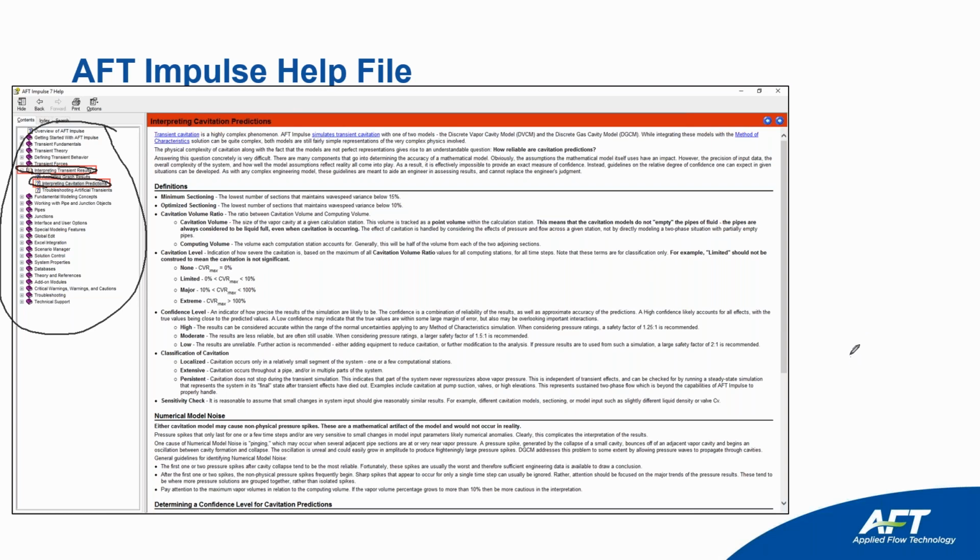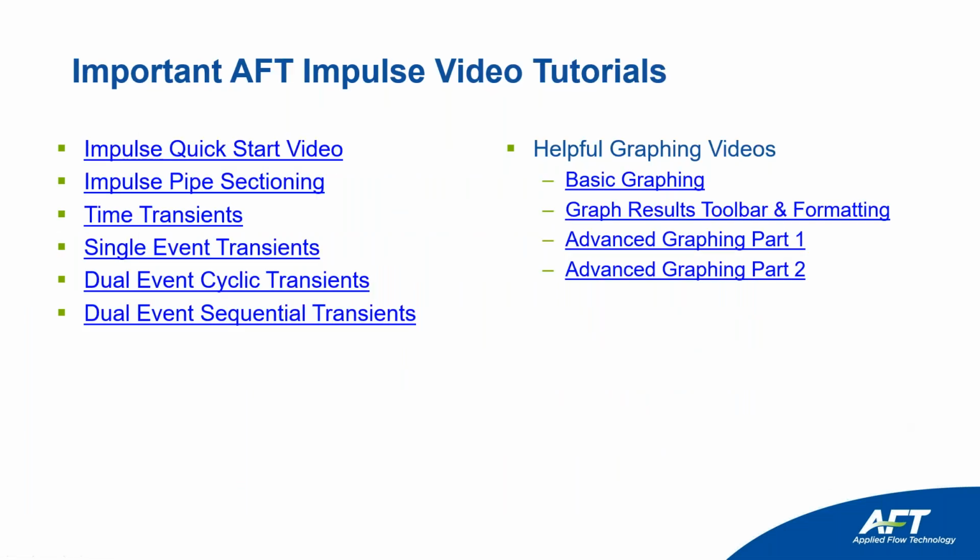And so this will provide you some good guidance on what to do in cavitation situations as well. Again, my webinar today is going to be much more simplified than what you'll see here. This will give you more detail and guidance. Lastly, there are a lot of excellent video tutorials for AFT Impulse on our website.